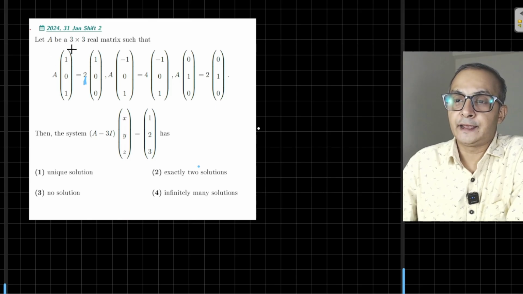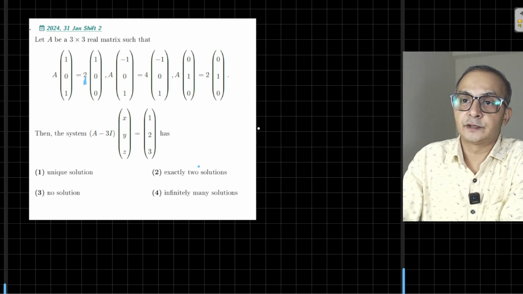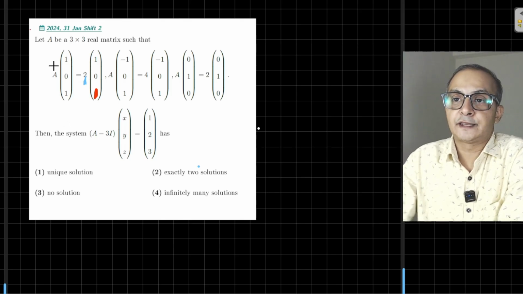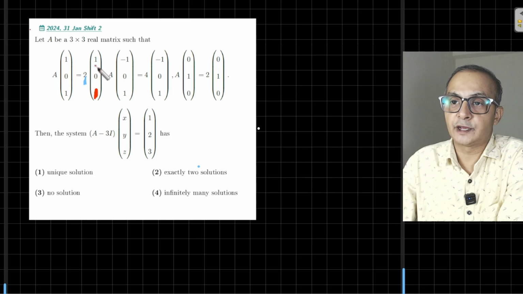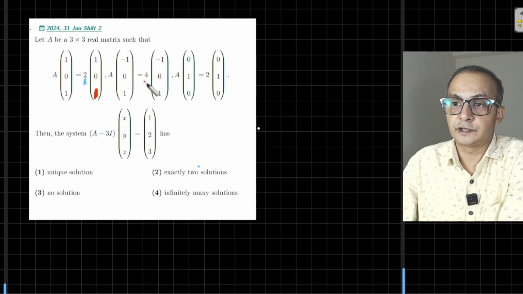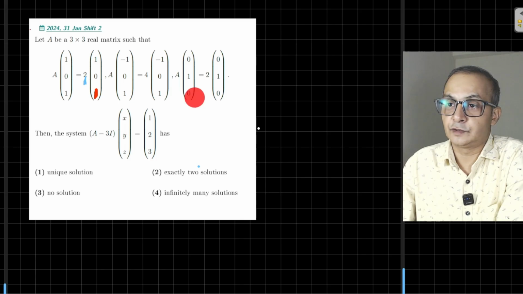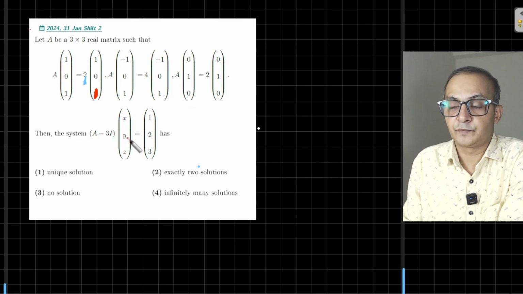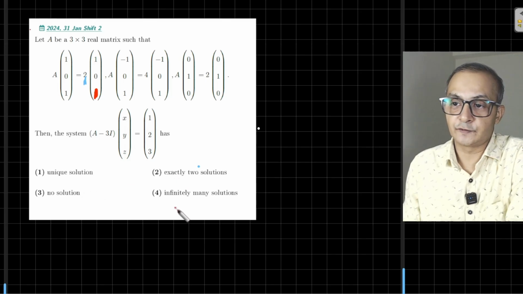here: let A be a 3 by 3 real matrix, and there's one correction I have to make here, that will be 1. So they have given that A times (1, 0, 1) is equal to 2 times (1, 0, 1). Again, the second equation is A times (-1, 0, 1) is equal to 4 times (-1, 0, 1). And again, the third one is A times (0, 1, 0) equals 2 times (0, 1, 0). And they're asking whether the system (A minus 3I)(x, y, z) = (1, 2, 3) has a unique solution, exactly 2 solutions, no solutions, or infinitely many solutions.